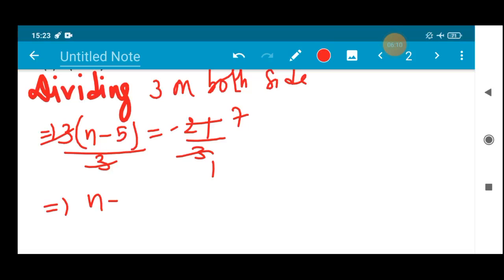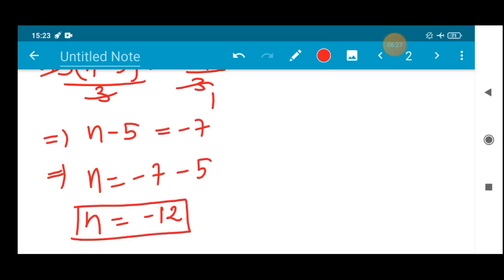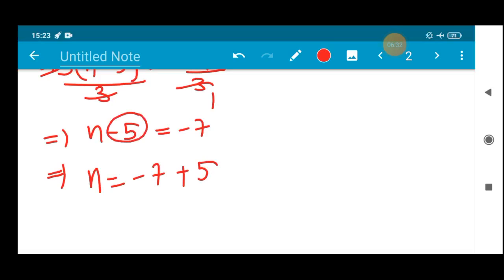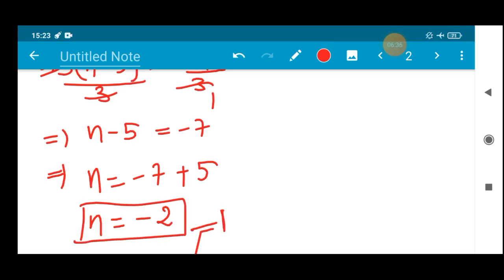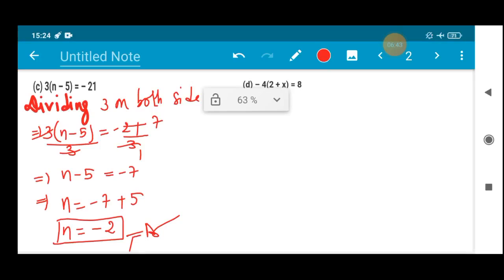Now the value which is remaining is n minus 5 is equal to minus 7. Now I will be transposing this minus 5 to this side so that my variable will remain alone. n is equal to minus 7 minus 5, the value will be minus 12, isn't it? Sorry, extremely sorry over here. It will be plus 5 because minus 5 is there. n is equal to minus 2 should be the value. Okay, the value of n is minus 2. You can go for the next method which we have done and practice it. You will get the same answer.